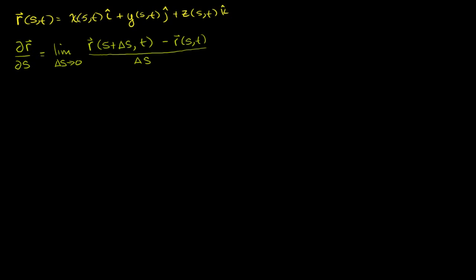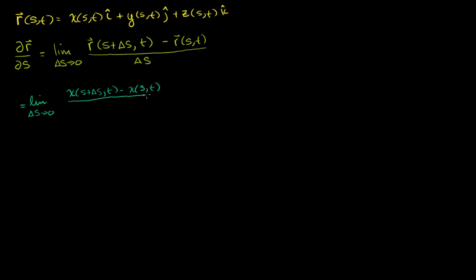Now, if you do a little bit of algebra here, r of s plus delta s, comma t, that's the same thing as x of s plus delta s, t, i, plus y of s plus delta s, t, j, plus z, all of that minus this thing. If you do a little bit of algebra with that, and if you don't believe me, try it out, this is all going to be equal to the limit as delta s approaches 0, and I'm going to write it small because it takes up a lot of space, of x of s plus delta s, comma t minus x of s and t.